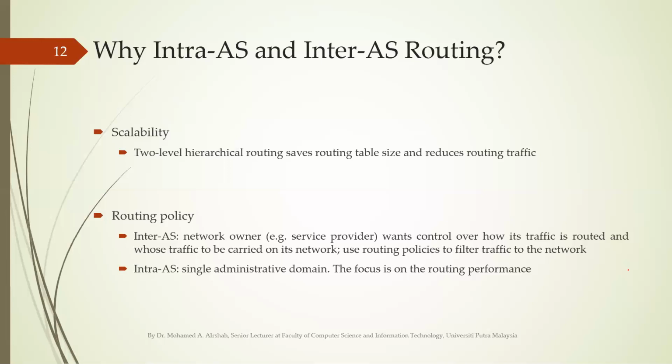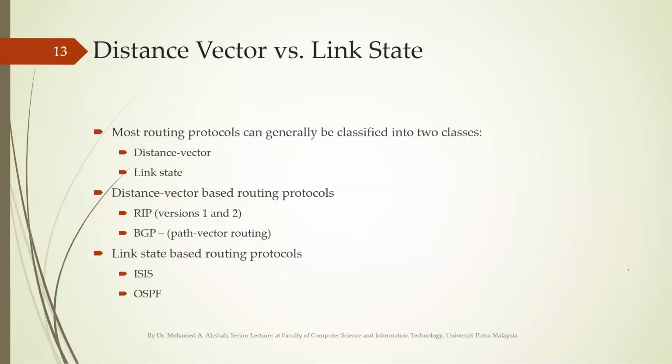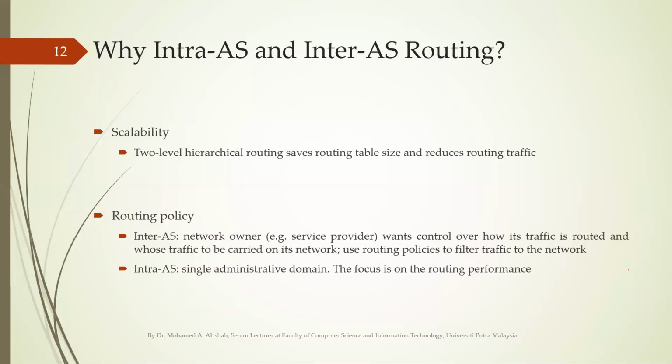But for the intra-autonomous system, inside every autonomous system, because we have a single administrative domain, the focus is on the routing performance only. So for the inter-autonomous system, they will focus on different things, maybe filtration, security, other purposes. But inside the same autonomous system, we focus only on performance. These are the reasons for the use of inter and intra-autonomous system.